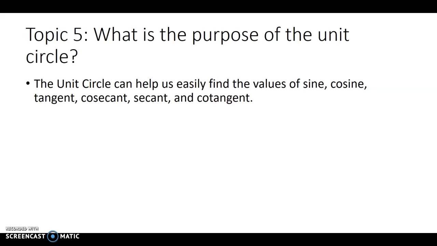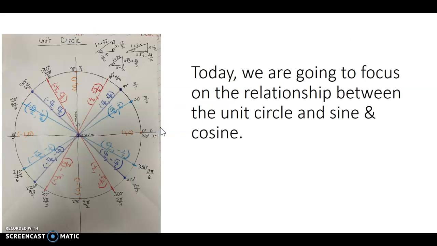So, topic 5, what is the purpose of the unit circle? Yesterday we created this unit circle, and today we're going to talk about why we did it. The unit circle can help us easily find the values of certain sine, cosine, tangent, cosecant, secant, and cotangent functions. It has to do with the special right triangle angles. So that's why we are doing this.